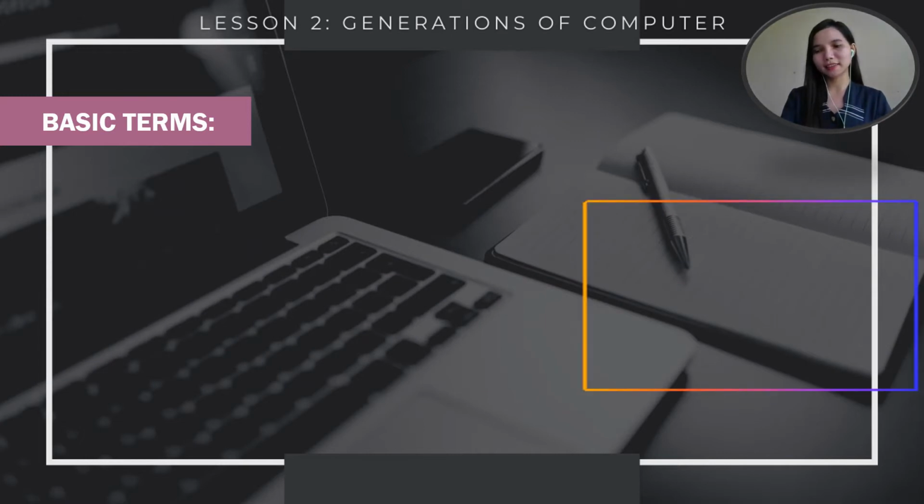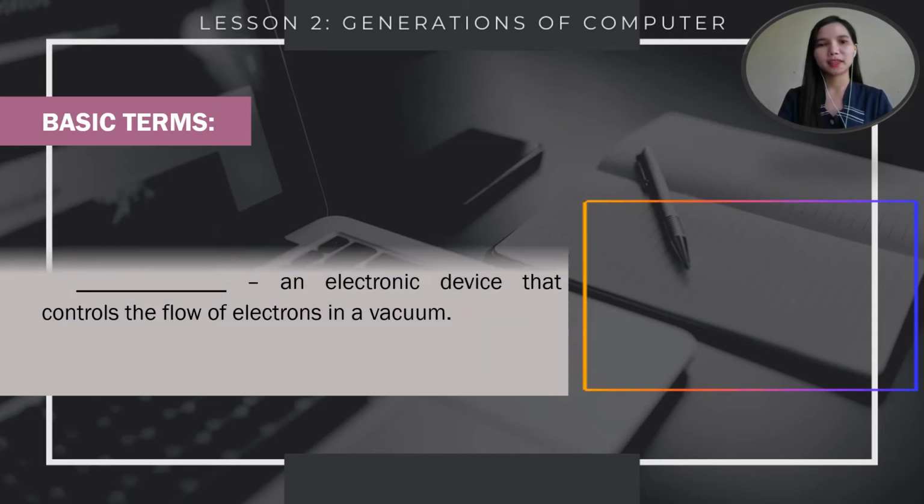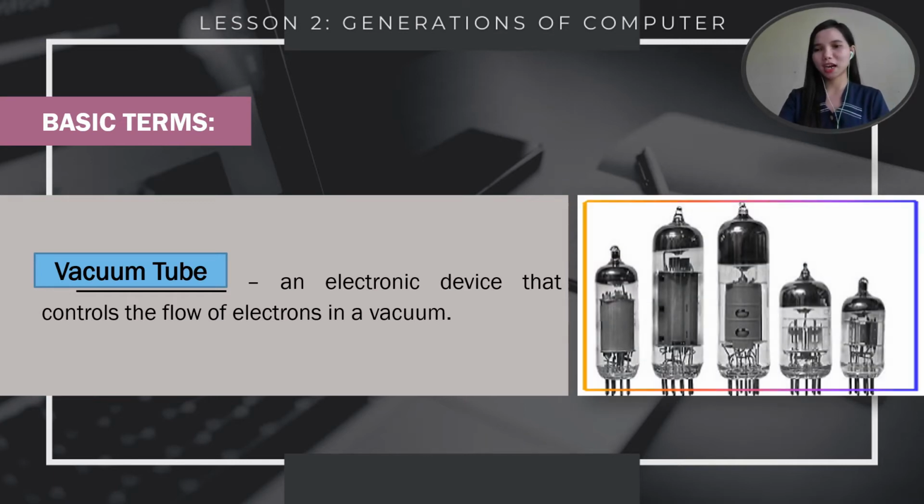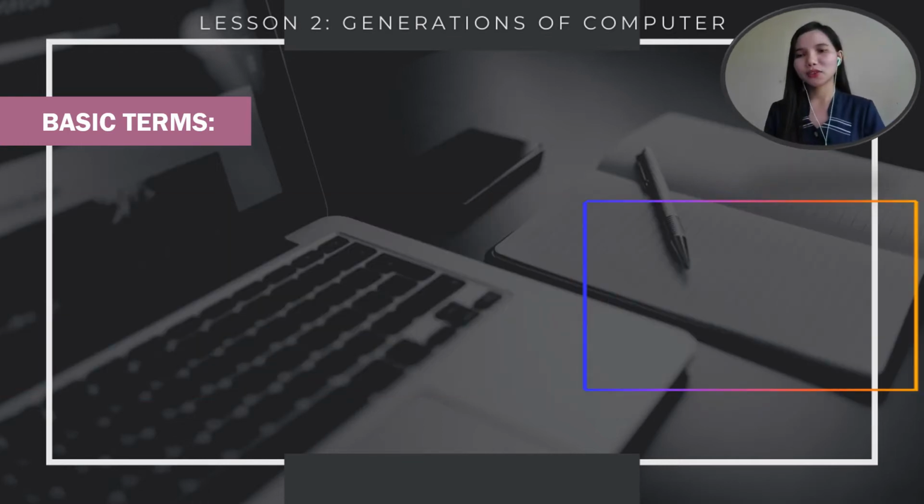Before anything else, let's have knowledge about these basic terms. The first one, blank, is an electronic device that controls the flow of electrons in a vacuum. It is used as a switch, amplifier, or display screen in many older model radios, televisions, and computers, etc. This refers to a vacuum tube. Here is the picture. Let's proceed to the next term.